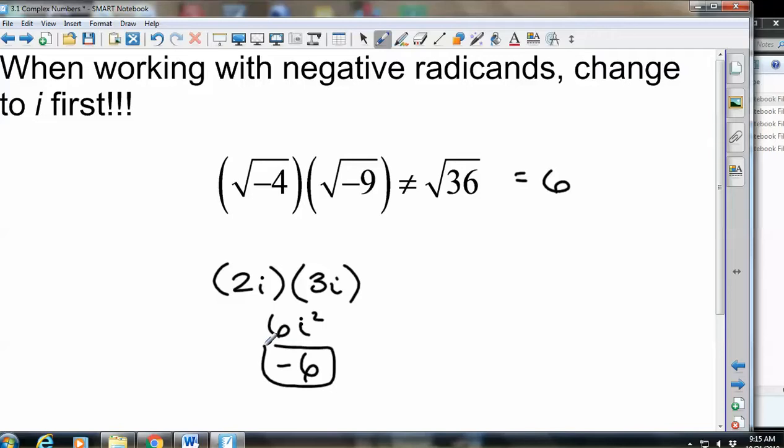The definition of a square root always gives you the opposite one. So let's try some.